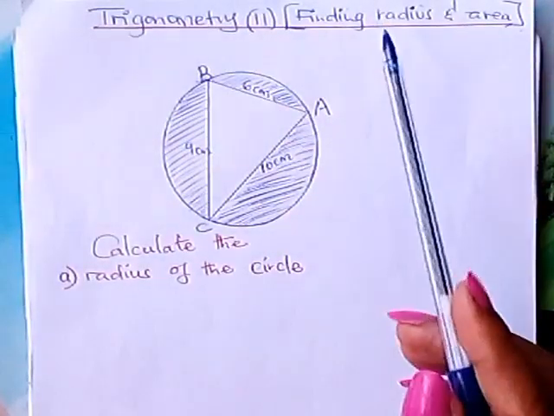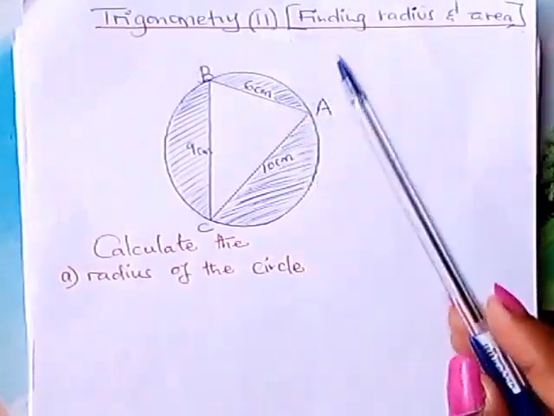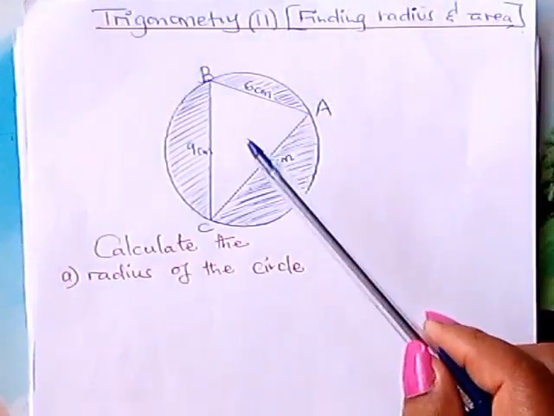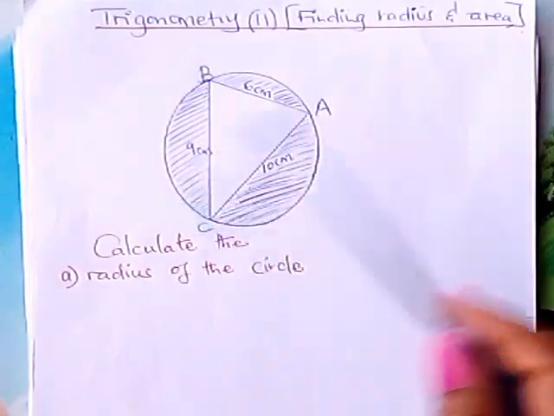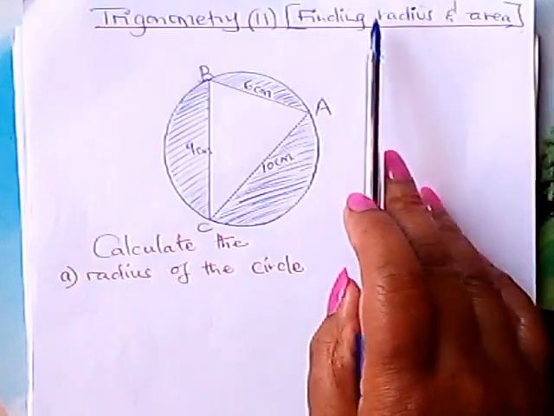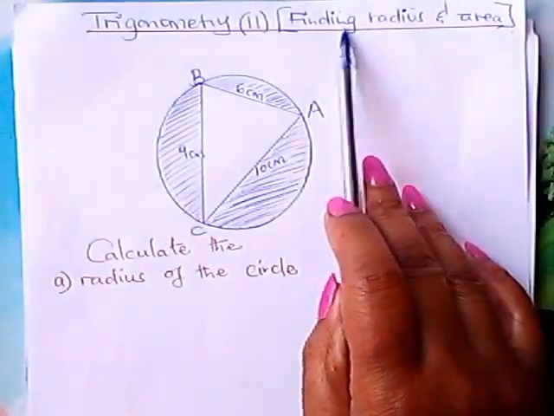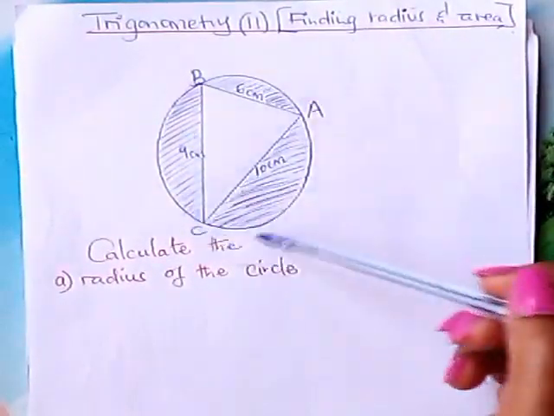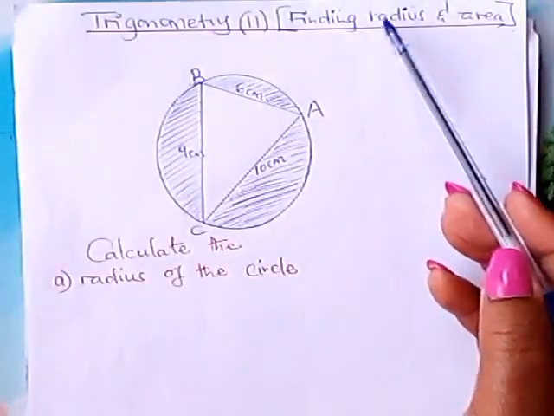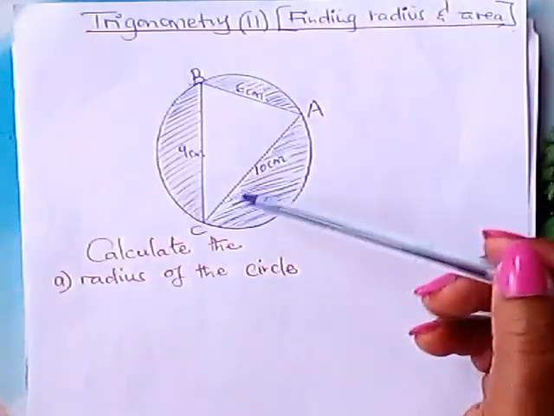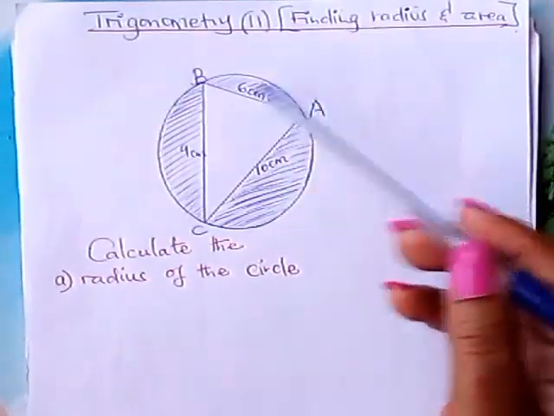I would like us to look at Trigonometry 2, and it is to do with some application of sine rule, some part of cosine rule, and so on and so forth. So specifically, we are going to find the radius of this circle here. We have a diagram here. We are going to see how to find the radius and also the area of this shaded region.